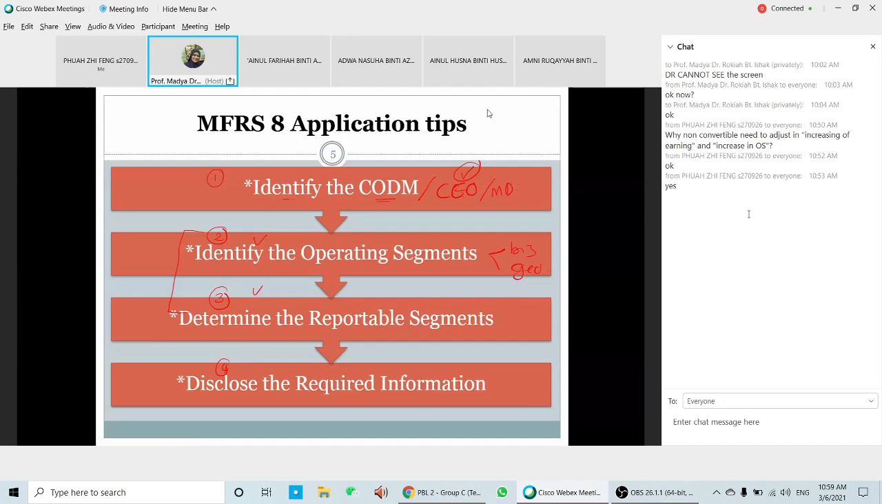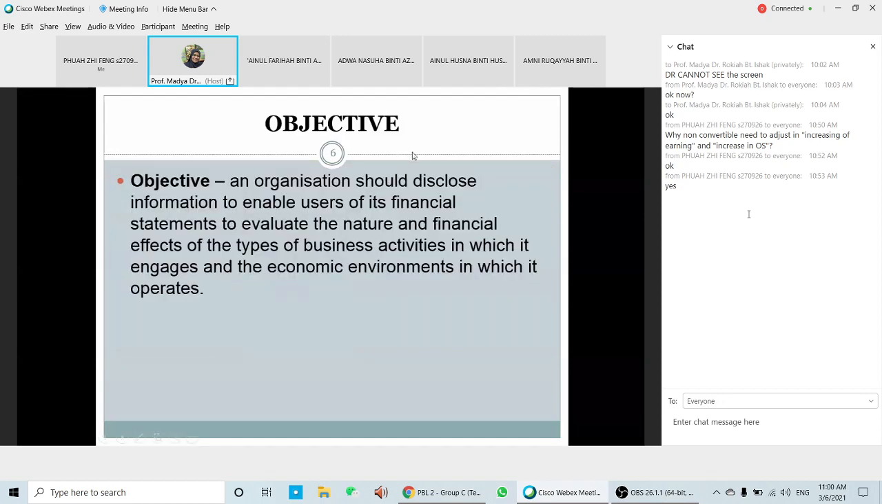Now on this topic, the objective of this standard is that the organization should disclose information that enables users of financial statements to evaluate the nature and financial effect of the types of business activity, which refers to the business segment, in which it is engaged, and the economic environment in which it operates, which refers to the geographical segment.